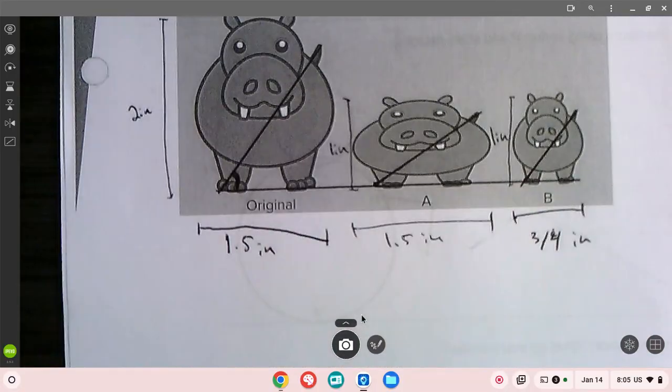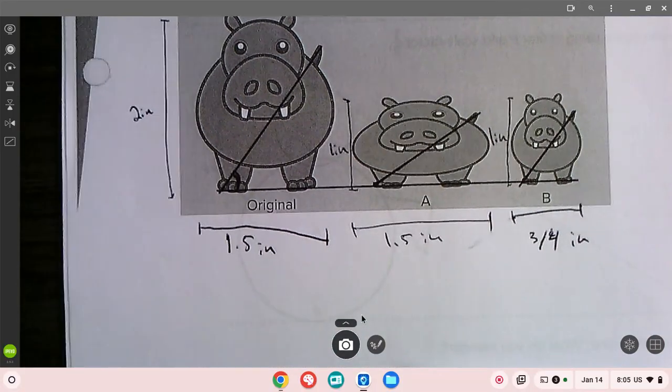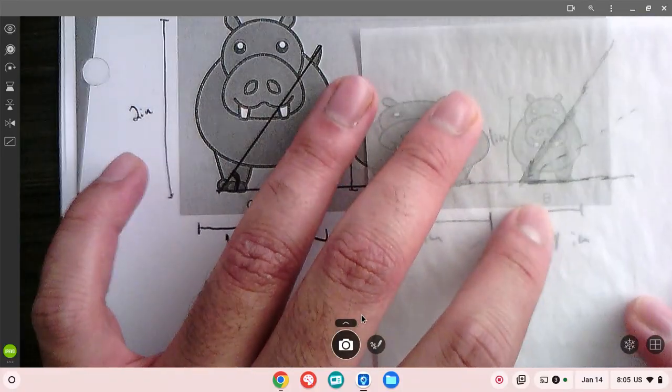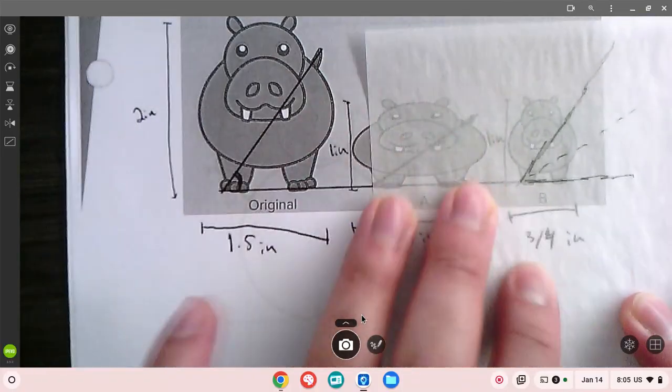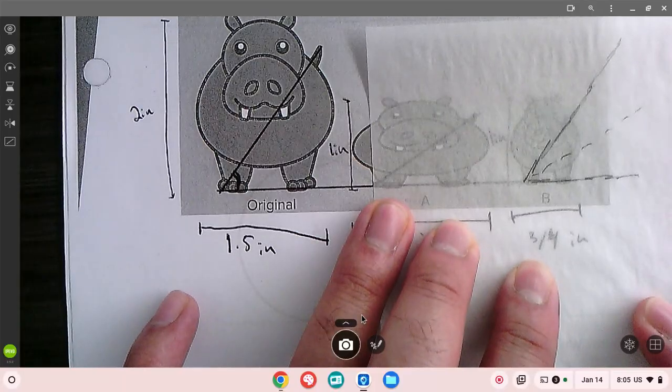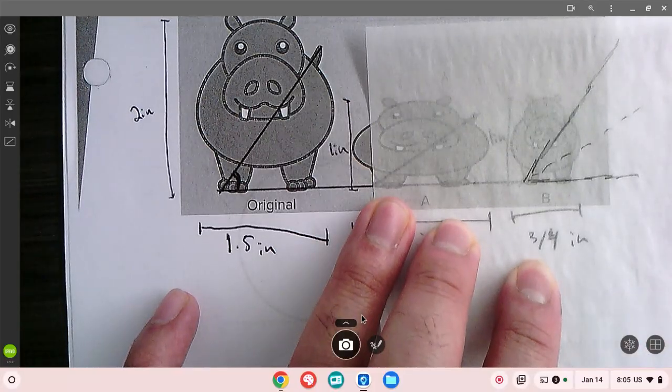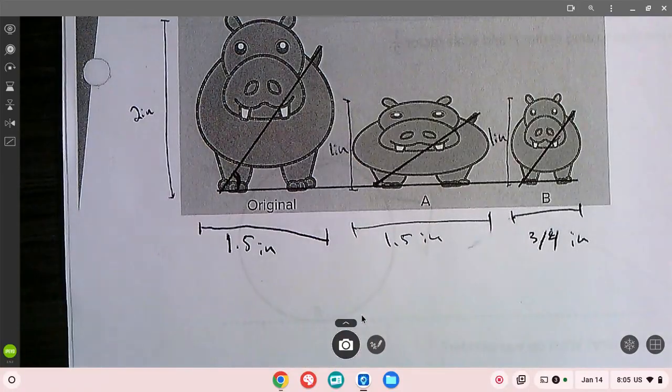Do you think it would match with angle B more, or hippopotamus B more? Probably. So let's go ahead and look. Does that angle match? Yes, the angle for B does indeed match. Okay, so with that information, which one of these is the most scaled drawing? Is it A or B? B.